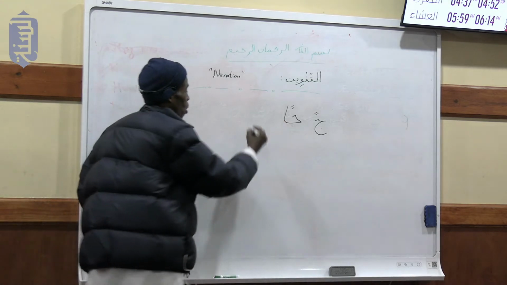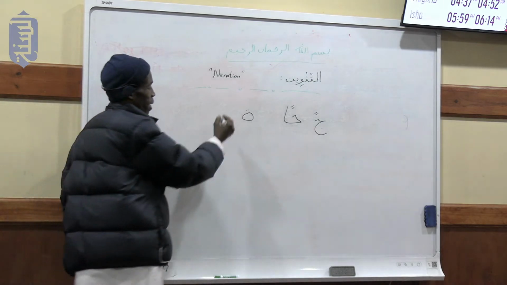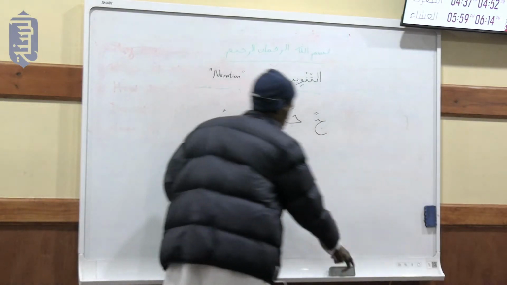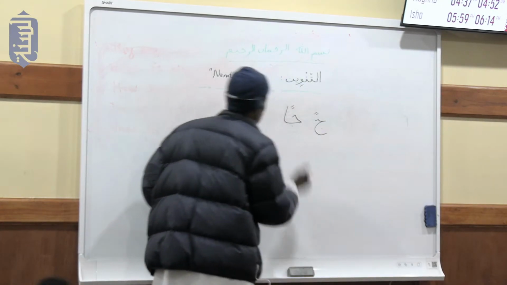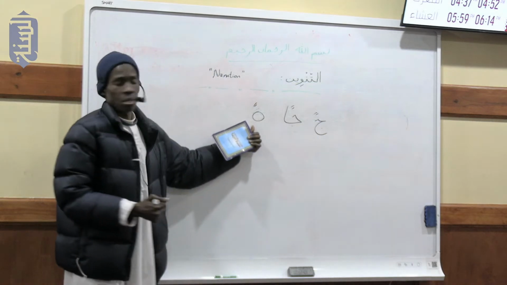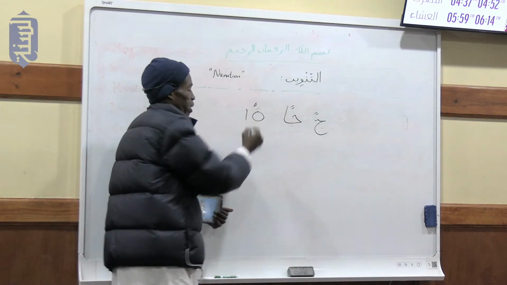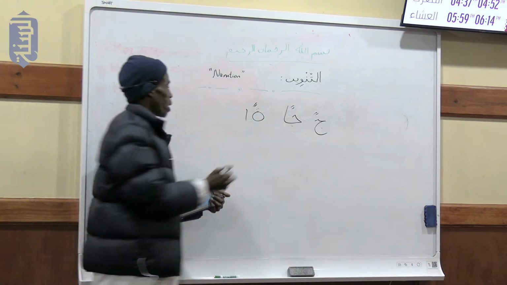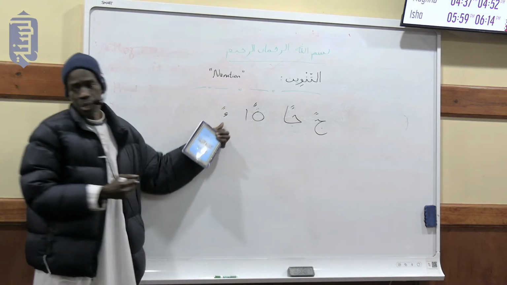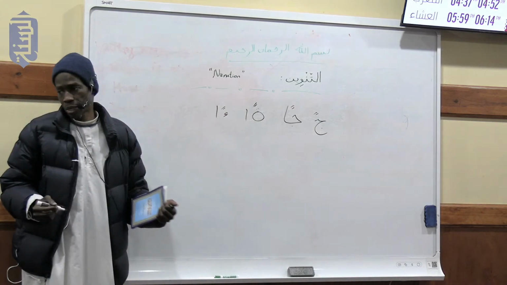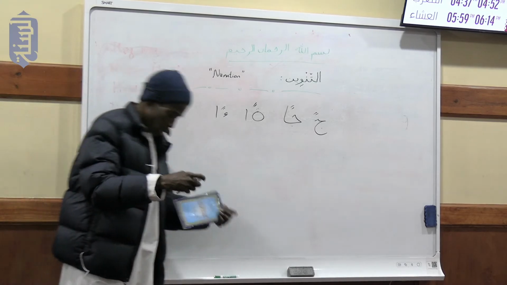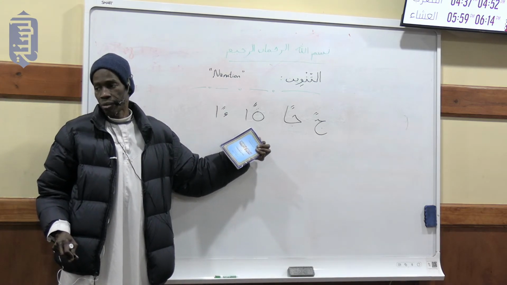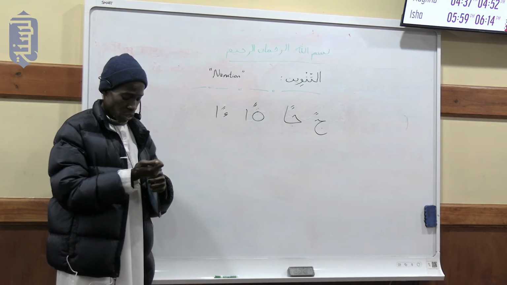The exceptions are ta marbuta and hamza. Ta marbuta will always get the fathatan without an additional aleph. Clear? And the hamza occasionally is without and sometimes with. Depends. But always, the ta marbuta will get no alif. Question, concern?